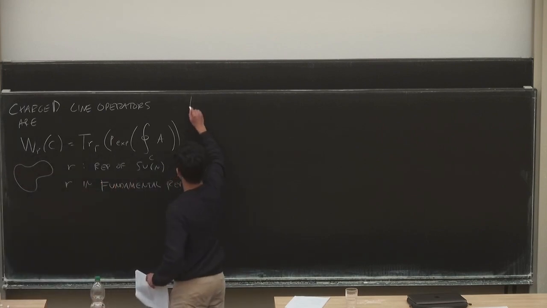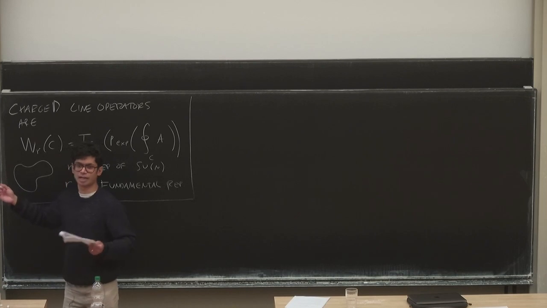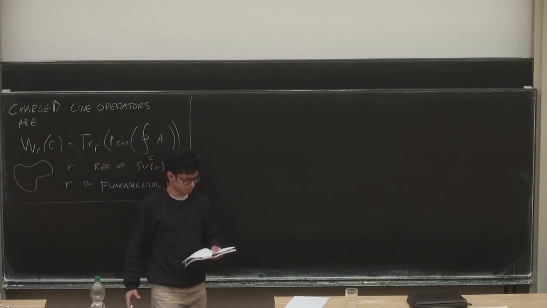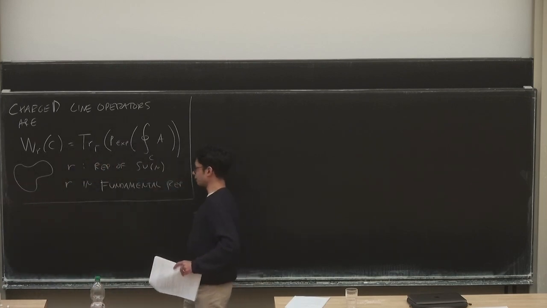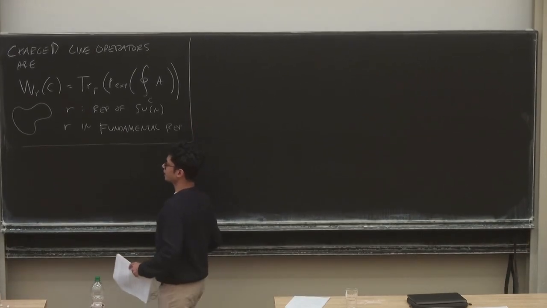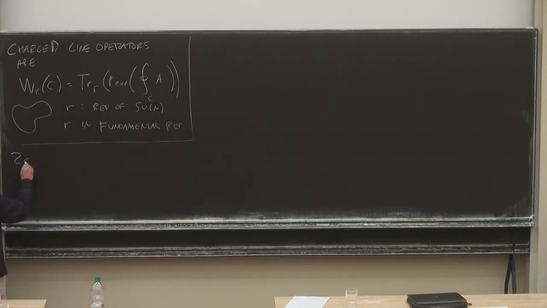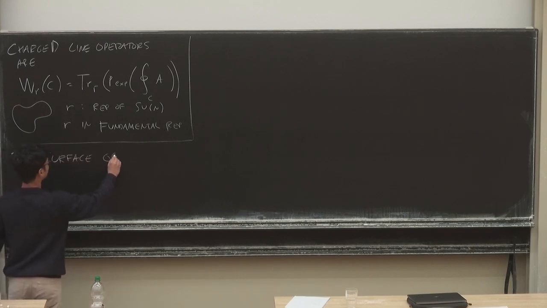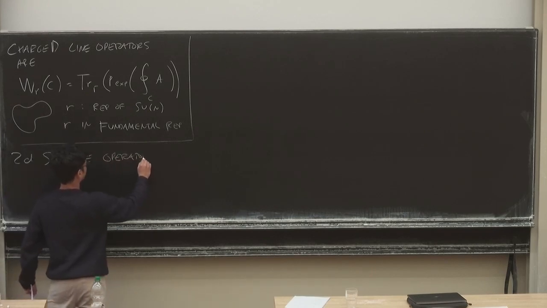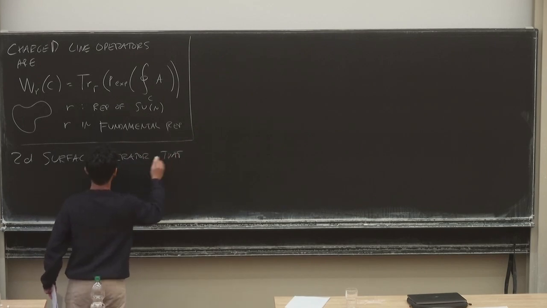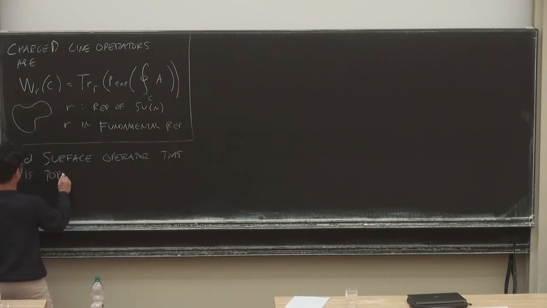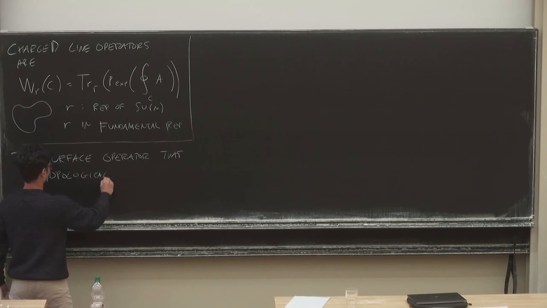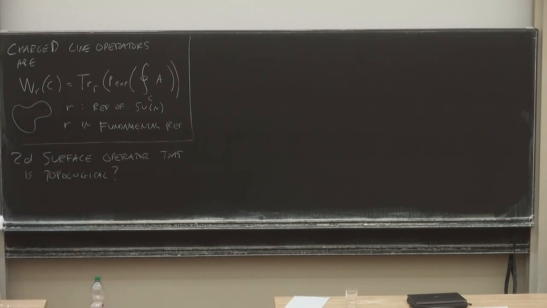Okay. So this is unsurprising, I think. This is really the natural line-like object, so it makes sense that it plays a role. The more interesting thing, the less obvious thing I would say, is really what is the 2D surface operator? It's 2D because we're in 4 dimensions. What is the 2D surface operator that is topological? Okay. So this is called the Gukov-Witten surface operator.